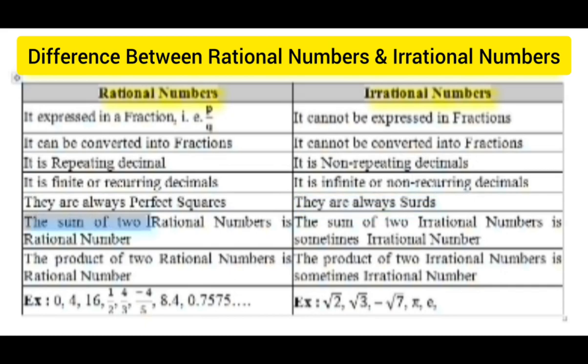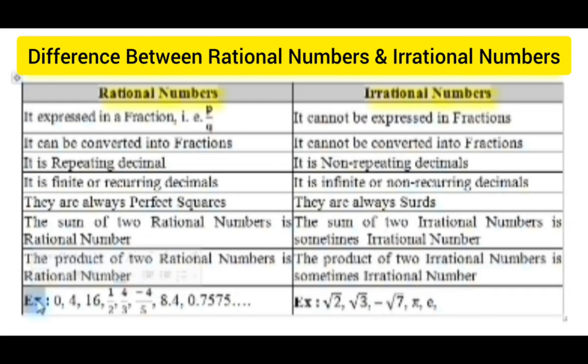The sum of two rational numbers is a rational number. The sum of two irrational numbers is sometimes an irrational number. The product of two rational numbers is a rational number. The product of two irrational numbers is sometimes an irrational number.